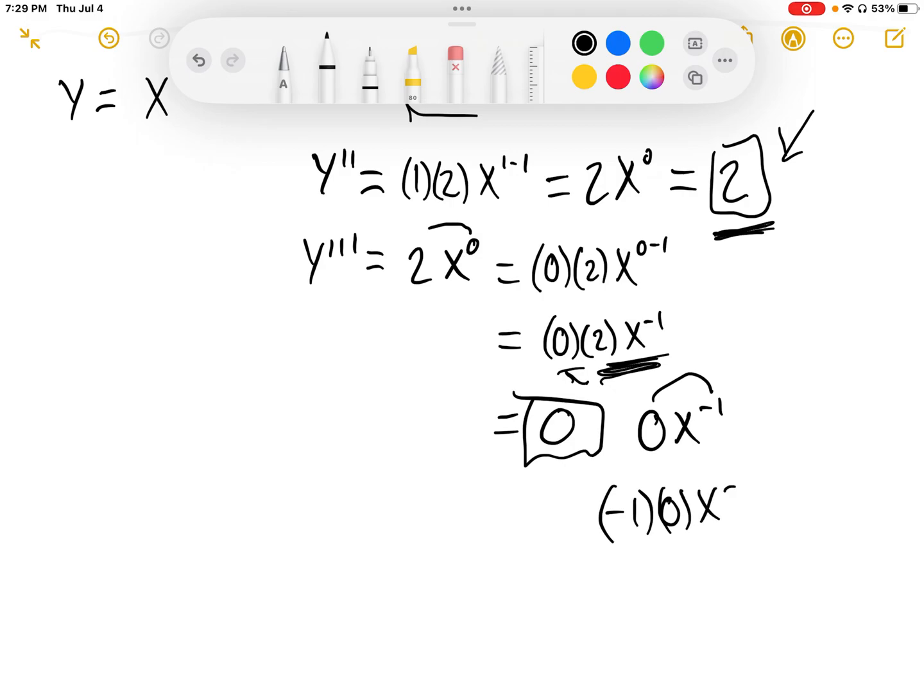Every derivative after that is still going to be 0 because this can be written as 0x to the negative 1 or whatever you want. It's just always going to be 0 because every time we take another derivative, it's going to go back to 0, like negative 1 times 0 times x to the negative 2. It's still 0. That would be the fourth derivative. So that's how you take some basic derivatives.